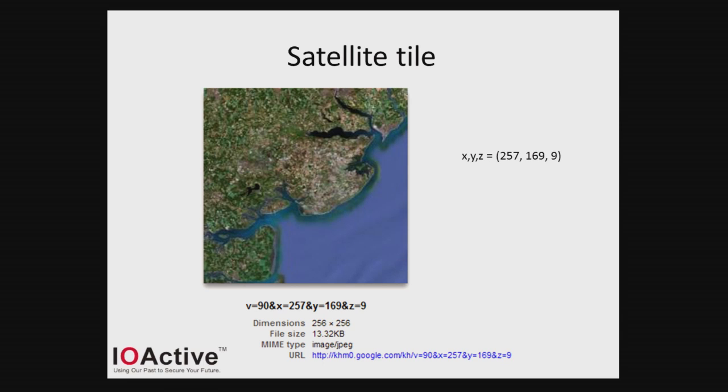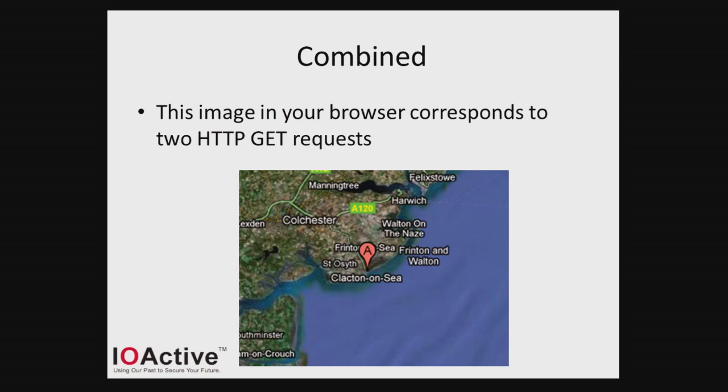So I started messing around with that, and that means that every image in your browser for Google Maps in the satellite view corresponds to 2 different HTTP GET requests. And this is what's then being rendered in your browser. And I want to reconstruct it. I want to figure out, okay, what's someone looking at in Google Maps?